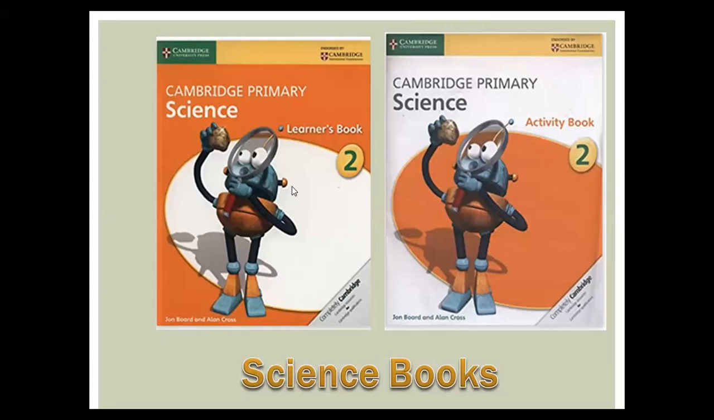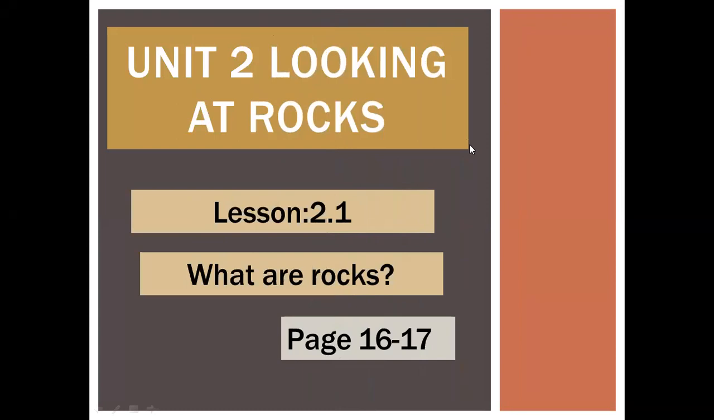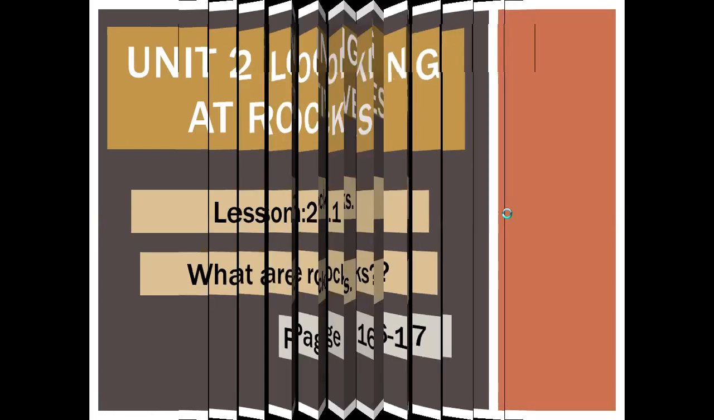We have your science learner's book as well as the activity book. Today in science, we are going to start our Unit 2. The name of our unit is Looking at Rocks. Lesson 2.1 is called What Are Rocks? It is on pages 16 and 17 of your science learner's book. So open page 16, boys.